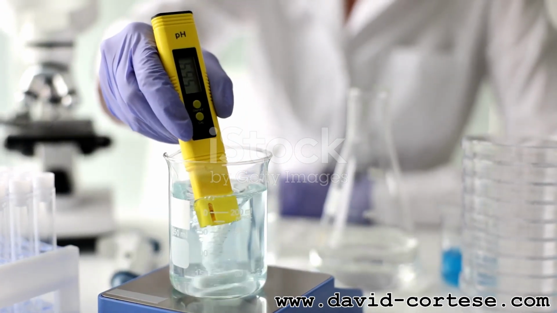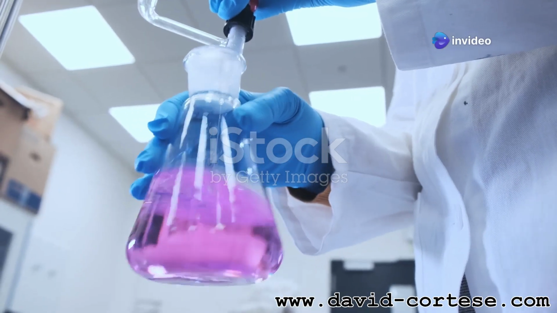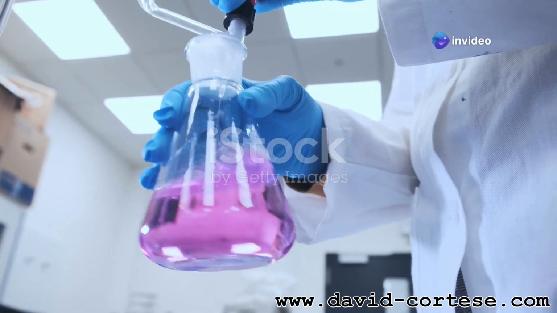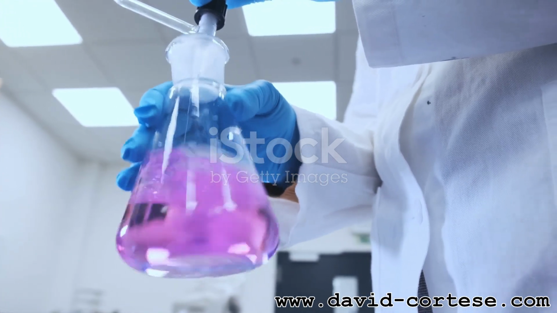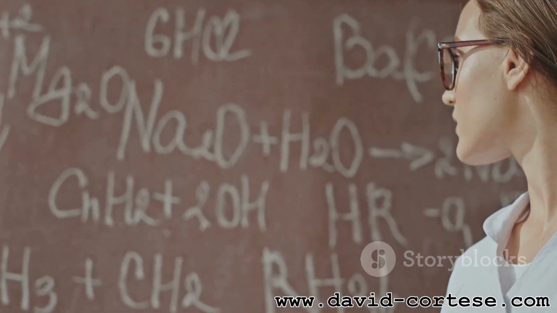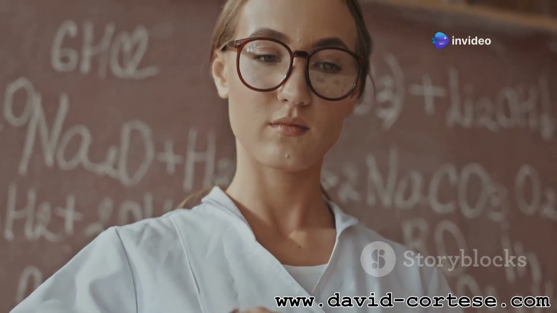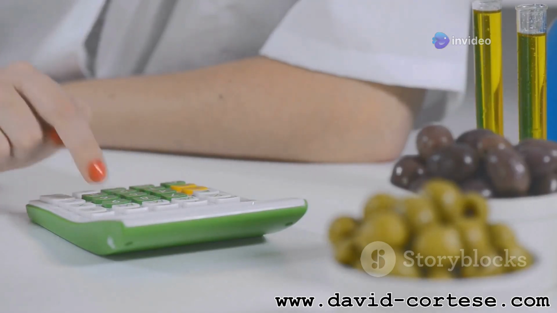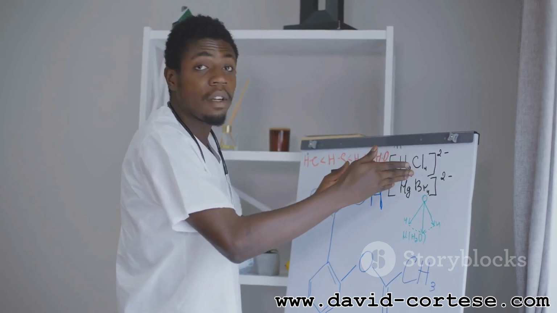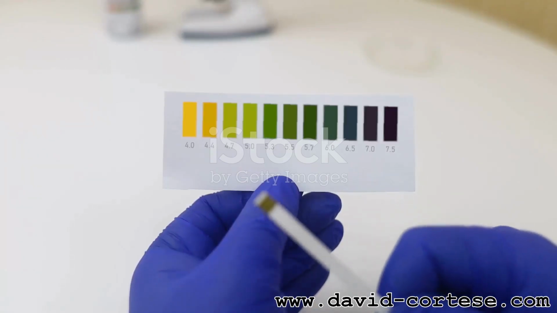Let's see how pH calculation works in real life. Imagine you're in a lab and you need to find the pH of a solution with a hydrogen ion concentration of 0.001 moles per liter. First, plug the value into the pH formula. pH equals minus log of 0.001. Next, calculate the logarithm of 0.001, which is -3. Finally, multiply -3 by -1 to get a pH of 3. That means our solution is acidic.